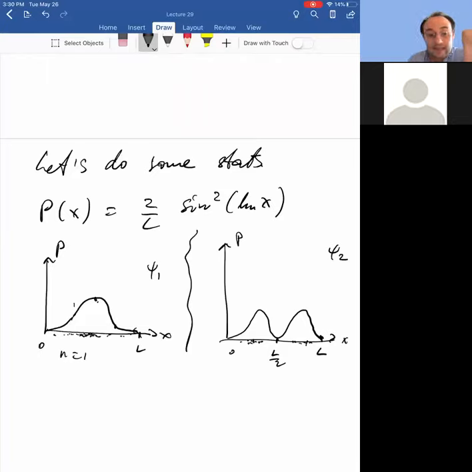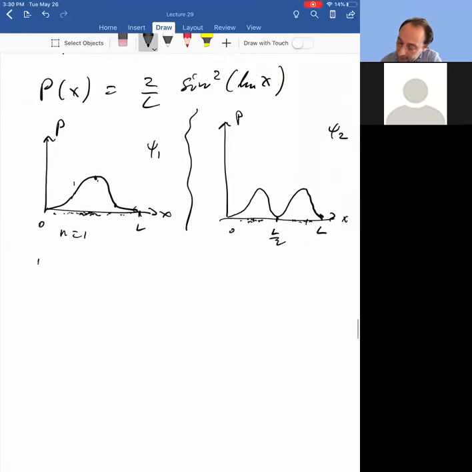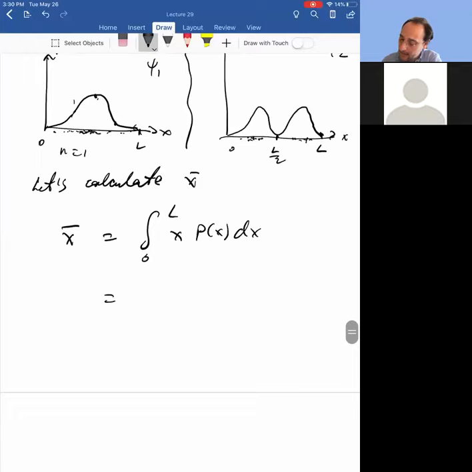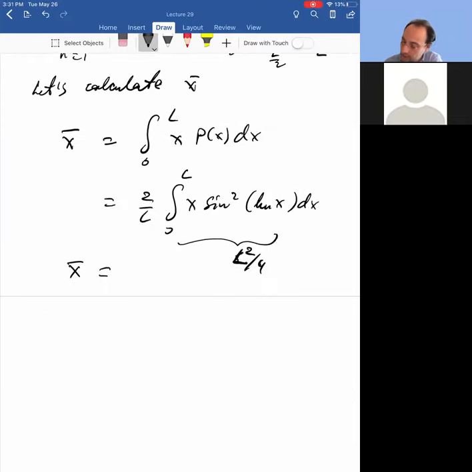Well, we can do statistics. Let's just do some statistics. Let's calculate average x. By definition, average value is the integral of x times p of x dx. That is 2 over L, I can take that out of the integral, times x times sine squared k sub n x dx between 0 and L. It's L squared over 4. So x bar is 2 over L times L squared over 4, which is L over 2. You get L over 2, which says that the average position is in the middle of the box.